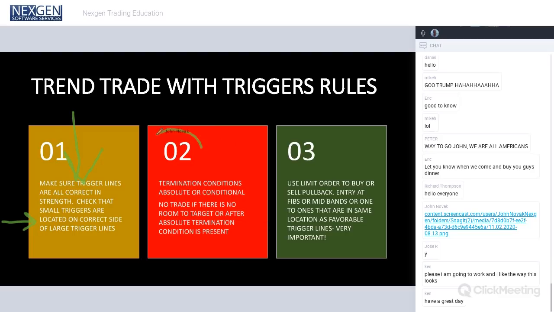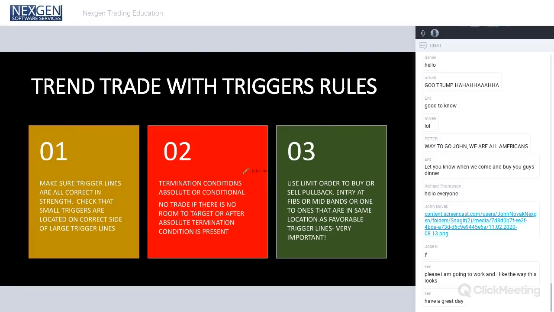Number two, obviously, has to be respected. You can't trade if you don't have room to a target or you hit a spot where you shouldn't be trading into. And then ultimately, number three is what you guys want: where am I going to get in? So we're going to go through and talk about that a lot.